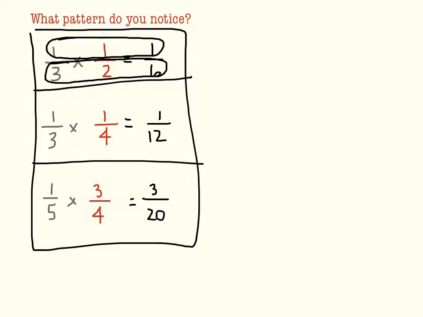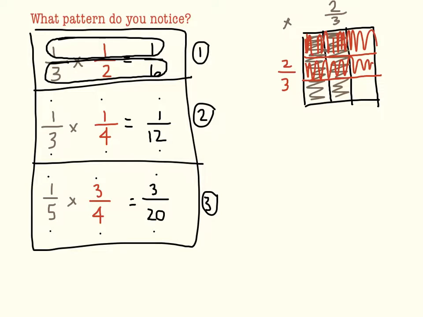If we look at the second example here, that was example 1. Look at the second example. We have 1 times 1 is 1. The denominator 3 times 4 is 12. And then in the third example, 1 times 3 is 3. 5 times 4 is 20. If we take a look at the model on the right, we can see why this happens.